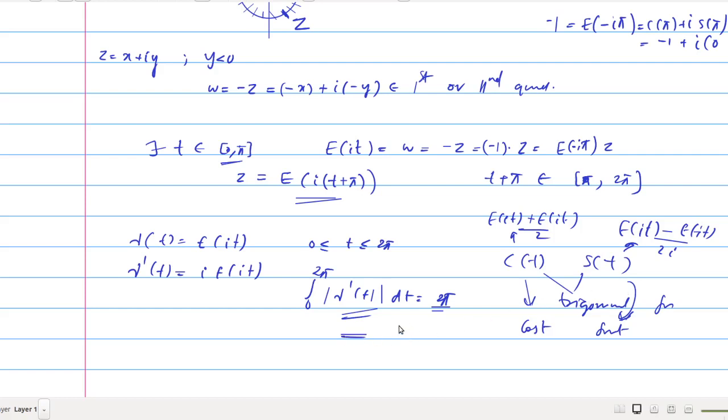In the next class, we will discuss the algebraic completeness of the complex field, that means the fundamental theorem of algebra, using these ideas of the functions that we have discussed.